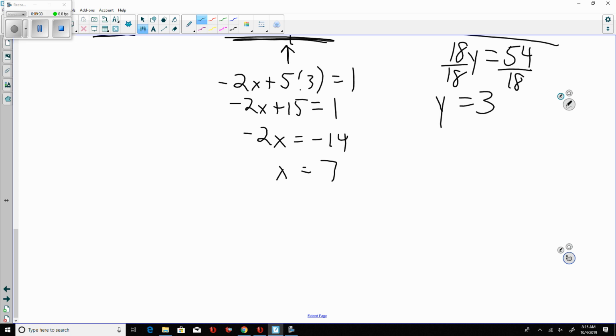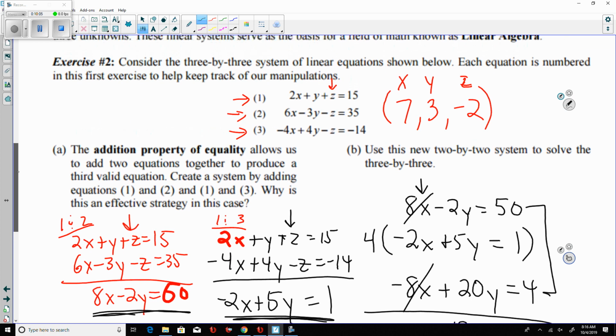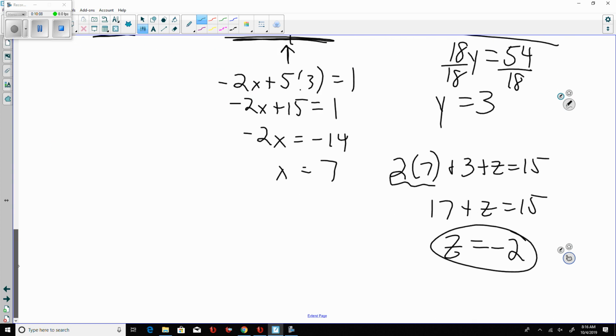Okay, and you can look up top and see it. And then go all the way back to one of the originals. I'm going to use the top one because it looks to be the easiest, the nicest to work with. So 2 times 7, because that's your x, plus y is 3, plus z equals 15. So we have 14 and 3 is 17, plus z equals 15. Bring the 17 over, and you have z equals negative 2. And you can double check your solutions, and there you have the 7, 3, negative 2.